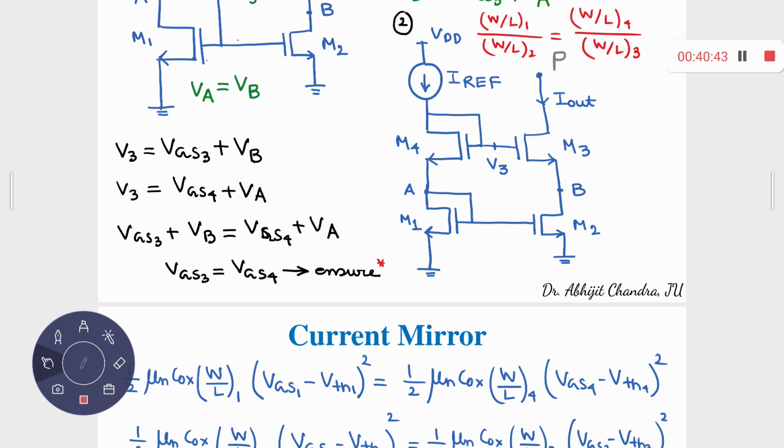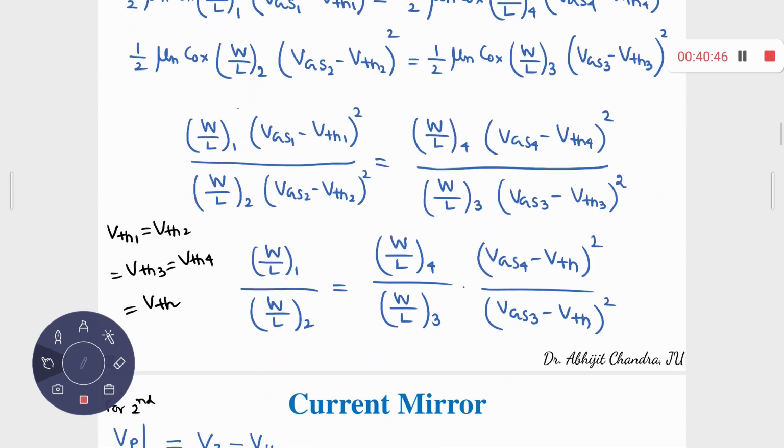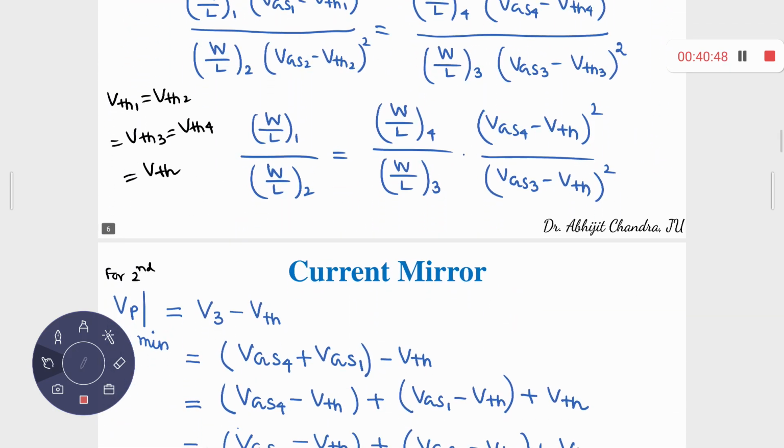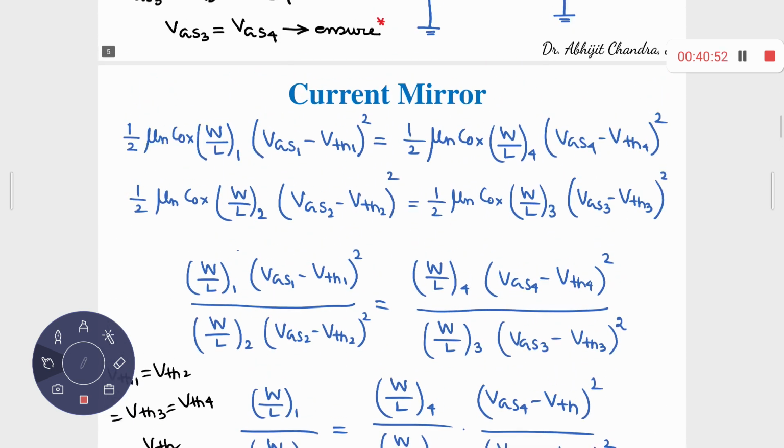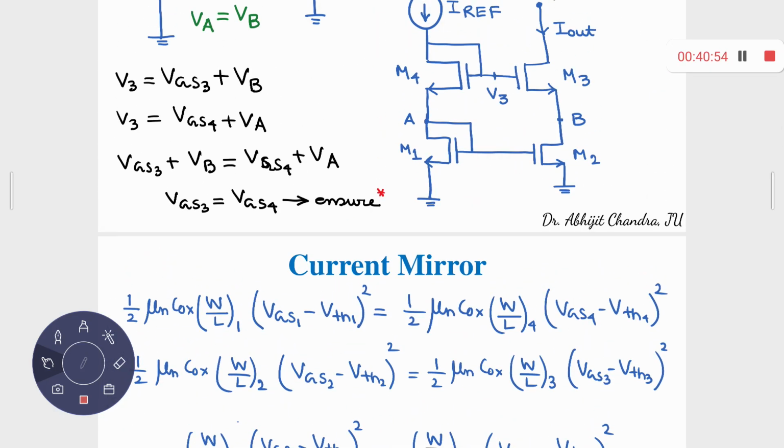In the second circuit, had this been V3 minus VTH, how can we represent V3 in terms of the other elements? What is V3? This voltage, how much? VGS4 plus VGS1, right? This one is VGS4, this is shorted, this is VGS1. So V3 is equal to VGS4 plus VGS1.